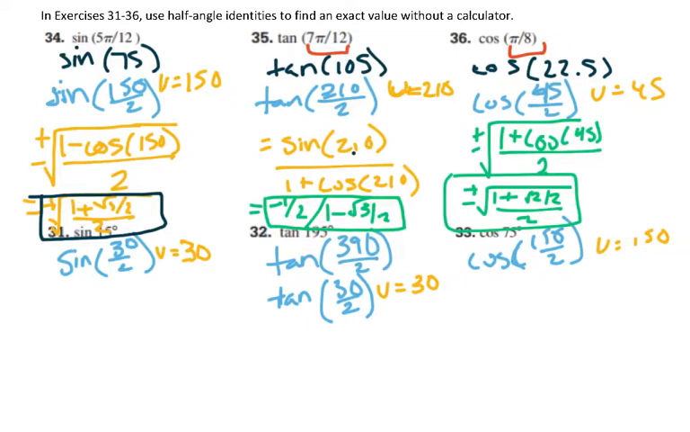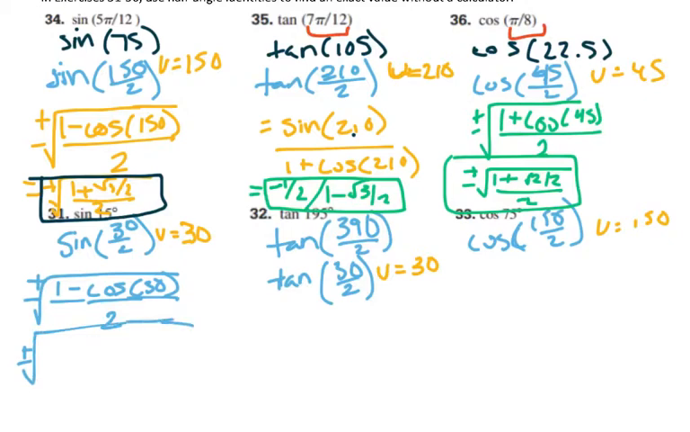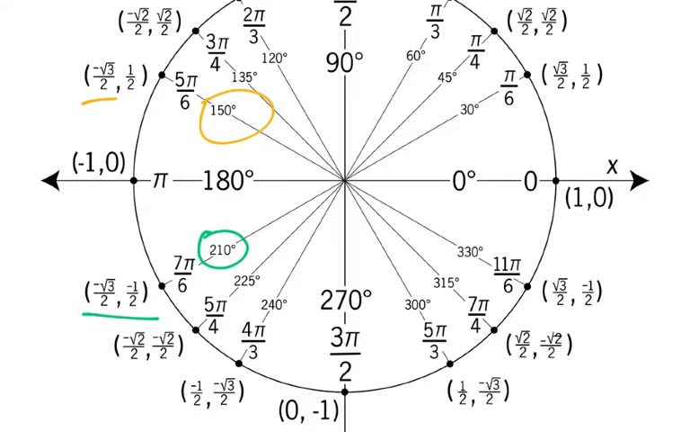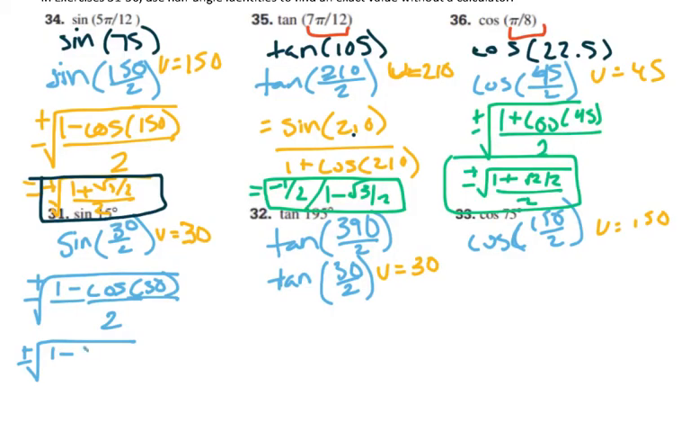Alright, the next one is sine, and so we're going to do the same formula as above here, and so we'll have plus or minus 1 minus the cosine of 30 over 2. But that can be reduced, or simplified a little bit, cosine of 30, which is the x value at 30, so square root of 3 over 2. Over 2. Alright, and let's see.